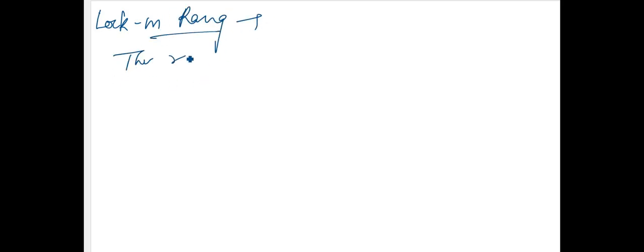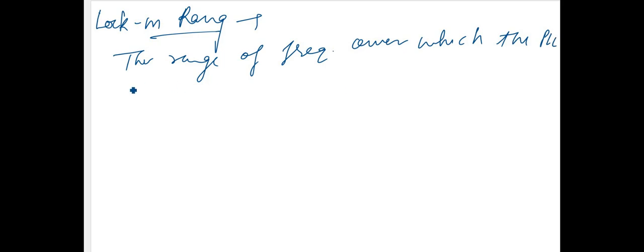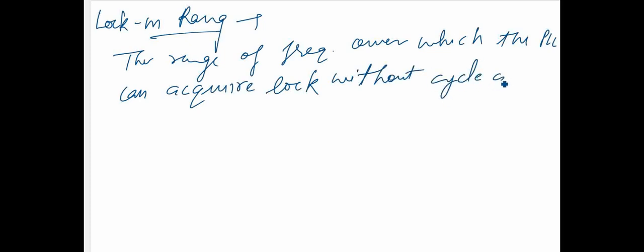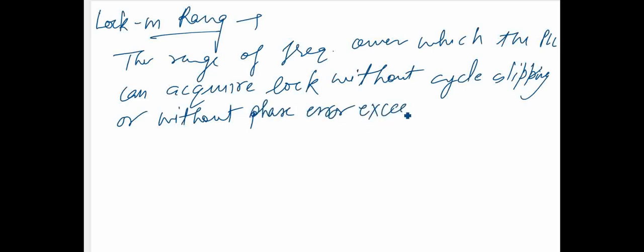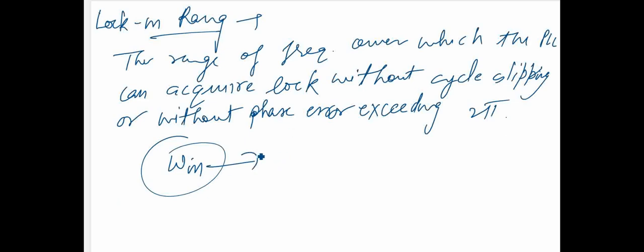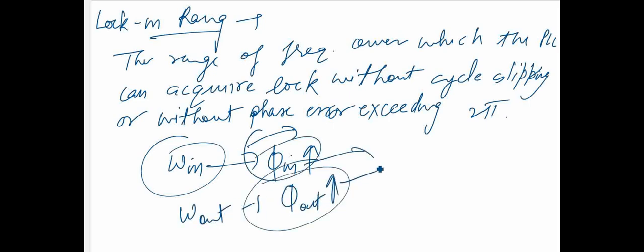And what is locking range? This is the range of frequency over which the PLL can acquire lock without cycle slip. What is cycle slipping? Cycle slipping is the phase error exceeding 2 pi. See, if you are increasing your omega in, so your phi out also should be increased by the same amount. Means your phase error will increase by some amount, right? If your phi in is increasing and your phi out is increasing, then there is some phase error.